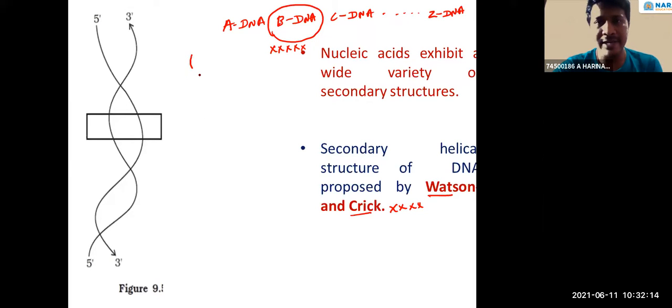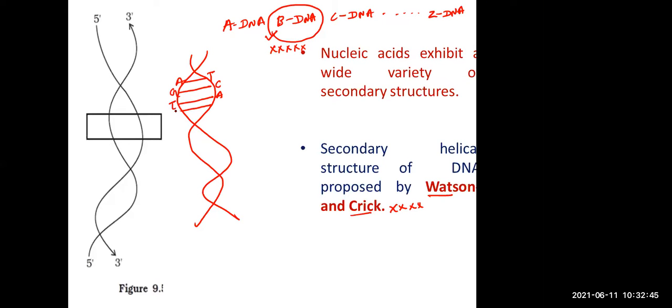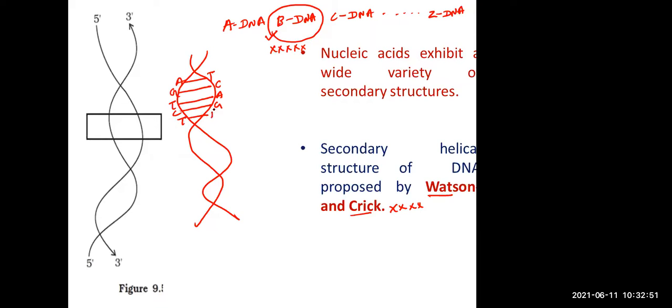B-DNA is a right-hand helix. So Watson and Crick explained the structure of B-DNA. The cell consists of a dozen types of DNAs. What are the B-DNA characters? So this is one base pairing. Imagine thymine, adenine, thymine, guanine, cytosine, thymine, adenine. I'm just writing: cytosine, guanine, thymine, adenine.